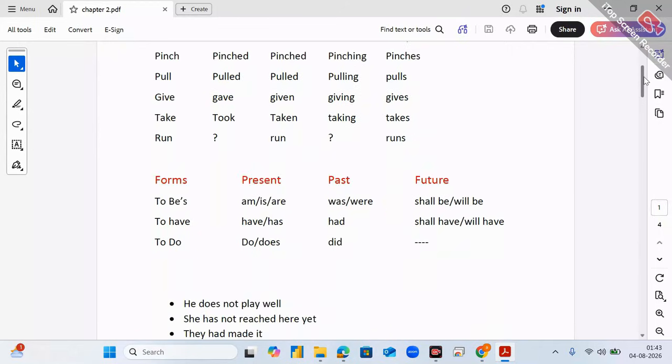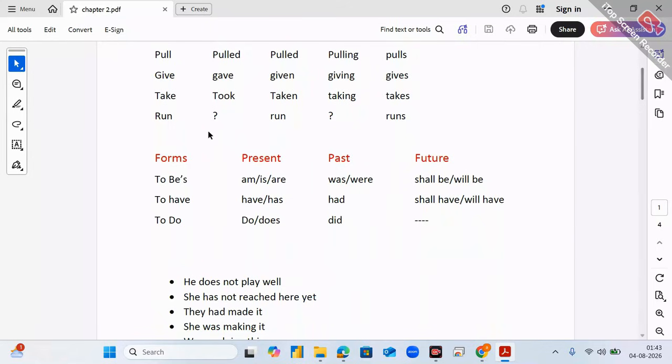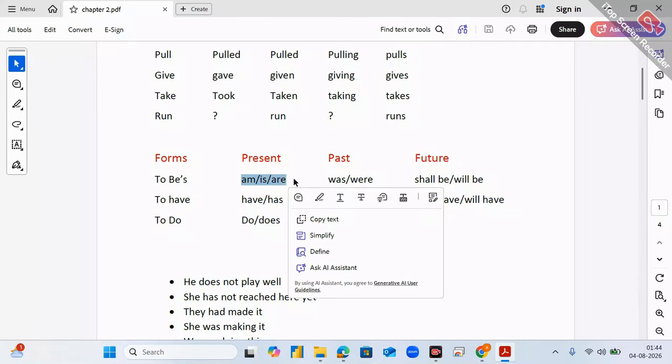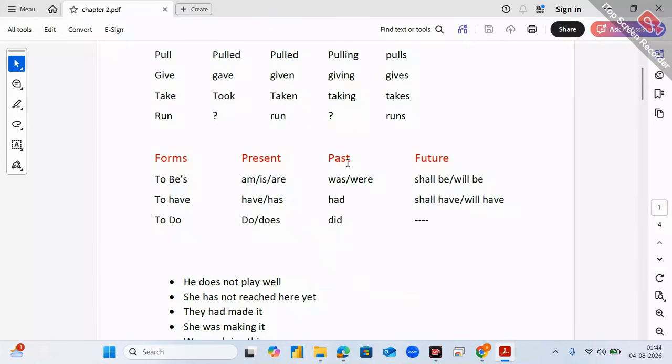Okay, so there are 3 forms of verb which we are going to learn. For example, to be, to have and to do. First of all we are going to learn to be's form in present tense, past tense and future tense. So to be form in present tense, these helping verbs are used like am, is and are. In past tense, was and were. In future tense, shall be and will be.